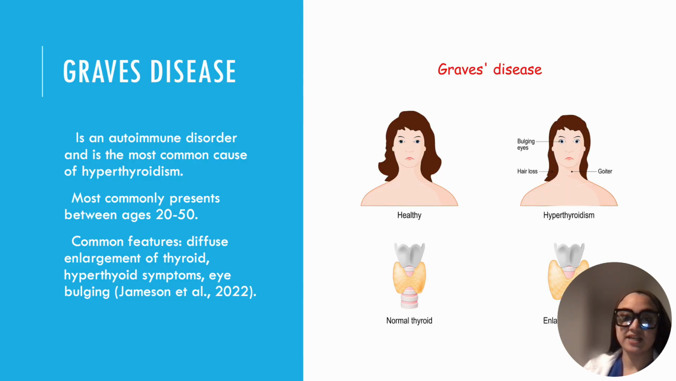Graves' disease is an autoimmune disorder and is the most common cause of hyperthyroidism. Graves' disease most commonly presents between ages 20 and 50. Common features include diffuse enlargement of the thyroid, hyperthyroid symptoms, which we will discuss on the next slide, and eye bulging. In the picture on the right, you can see how a healthy thyroid gland would look versus the goiter, or the enlargement, that you would see in Graves' disease.